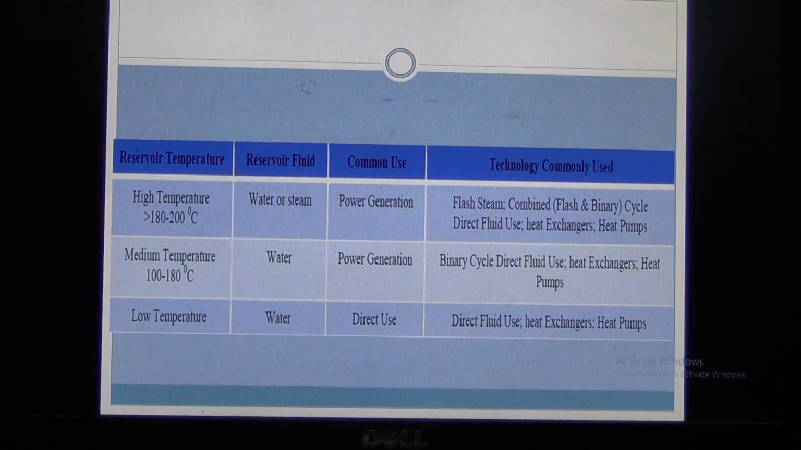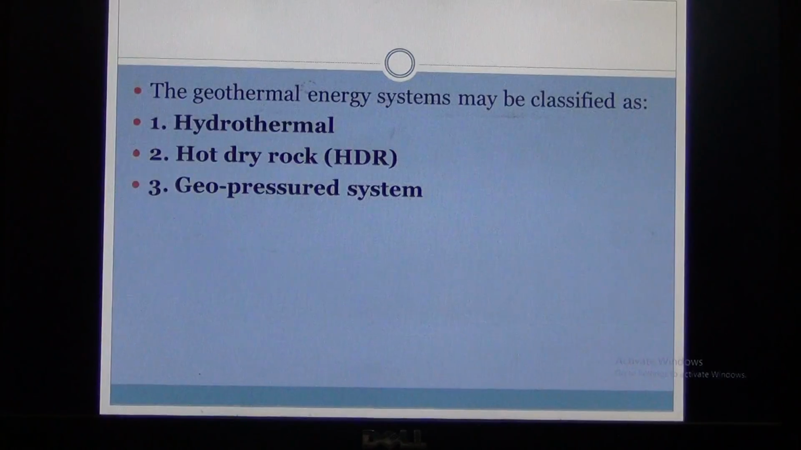Medium temperature reservoir is up to 100 to 180 degrees Celsius, and the reservoir fluid is water only. The common use is power generation, and the technologies used are binary cycle, direct fluid use, heat exchangers, heat pumps. For low temperature, the reservoir fluid is water, and the common use is direct use. The technologies being used are direct fluid use, heat exchangers, heat pumps.